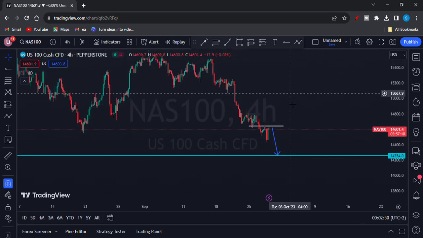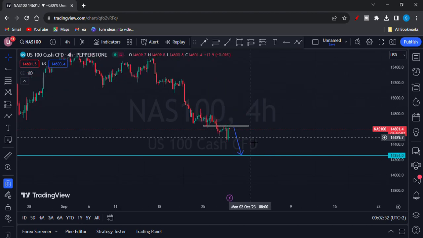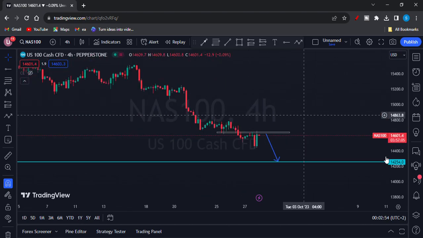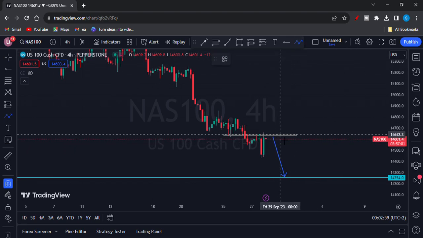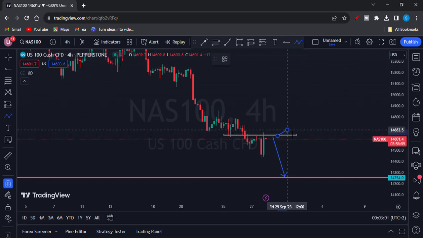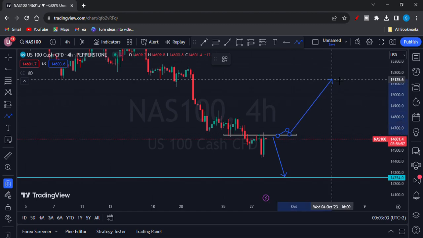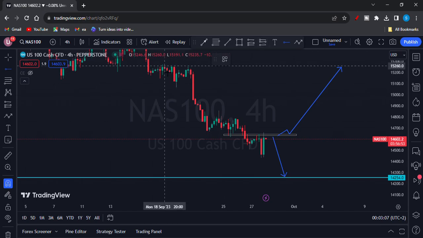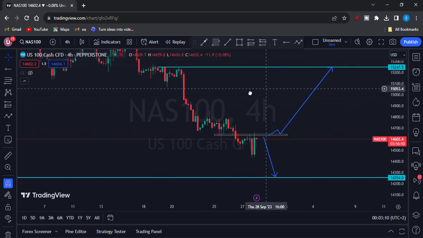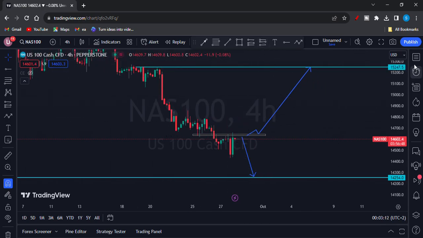And then if this, let me just plug this. If this doesn't happen, then something like this can happen. Then potential up to there. Okay, so that's my analysis for NASDAQ.